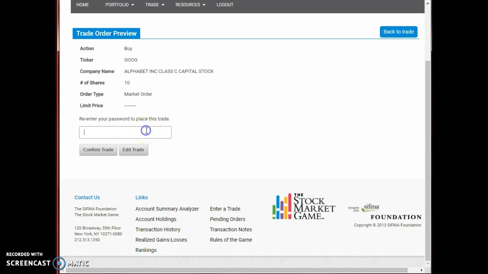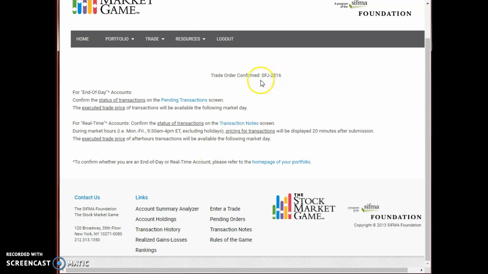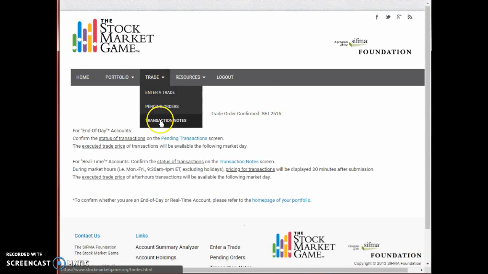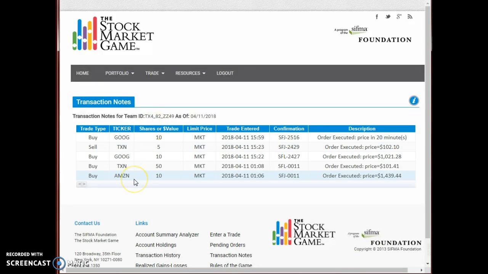Then I have to re-enter my password to confirm the trade. So I copy my password before I come into the stock market game and just paste it every time I need it. So then I click Confirm Trade. It shows me my confirmation number over here. Then if I go to Trade and look at my transaction notes, I can see my various transactions, and I can see that I just bought Goog just a moment ago, and it will show me the price in 20 minutes. And you can also see the other transactions that I've made.